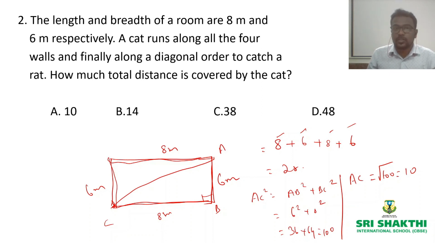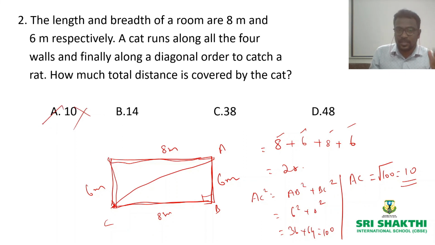What mostly the students will do in an examination hall, when they find the answer as 10, is immediately go and opt for option A, which is purposely given, because they think, oh, this will be the answer. And if you go and opt for option A, then it is obviously wrong.